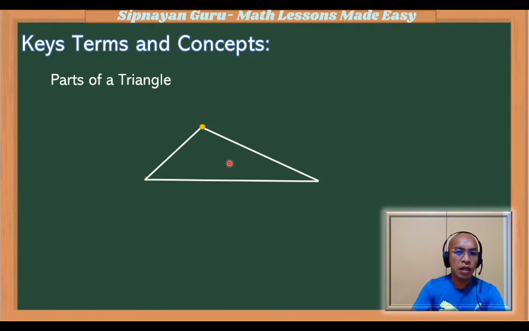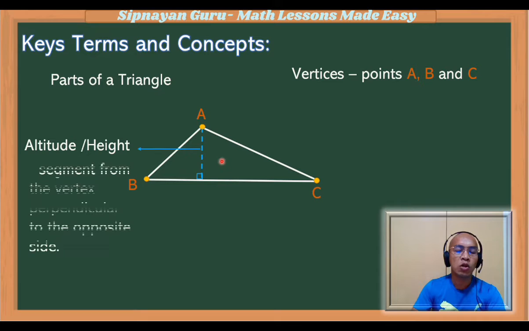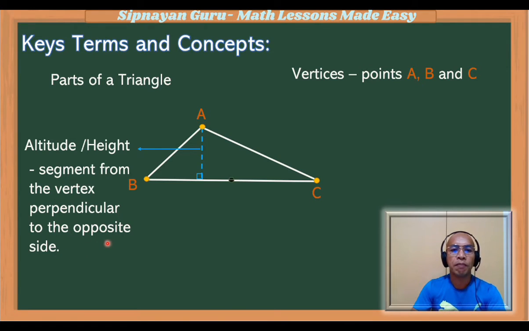Suppose we have this triangle. Let's call these point A, point B, and point C. Points A, B, and C are the vertices of a triangle. The plural form for vertex is vertices. If we have a segment here, as in the previous lesson, a segment perpendicular to the opposite side is a segment that forms a right angle. We call this an altitude or the height of the triangle. So an altitude is the segment connected from the vertex perpendicular to the opposite side.